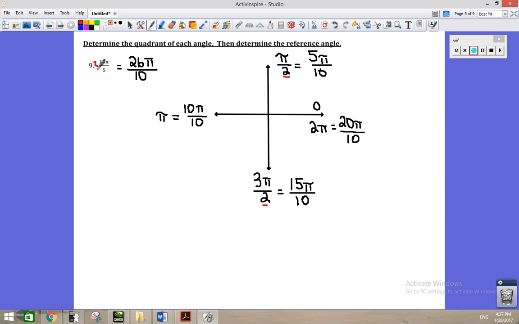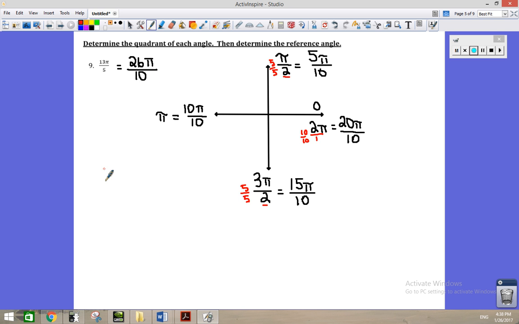So if you multiply by 2 over 2, you'll get a denominator of 10. And so what I did with each boundary, here I multiplied by 5 over 5 to get a denominator of 10. Here 10 over 10. Here another 5 over 5. And here a 10 over 10. So now my cutoffs all have denominators of 10. 26 is bigger than 20, so I'm making more than one revolution. I need to subtract complete revolutions.